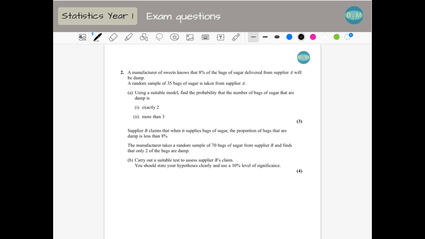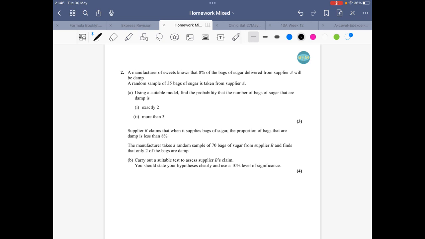Hello, this is question 2 from the June 2022 statistics paper from AS, so year 12 content. You have a hypothesis testing. It says a manufacturer of sweets knows that 8% of the bags of sugar delivered from supplier A will be damp. A random sample of 35 bags of sugar is taken from supplier A, and using a suitable model, find the probability that the number of bags of sugar that are damp is exactly 2.